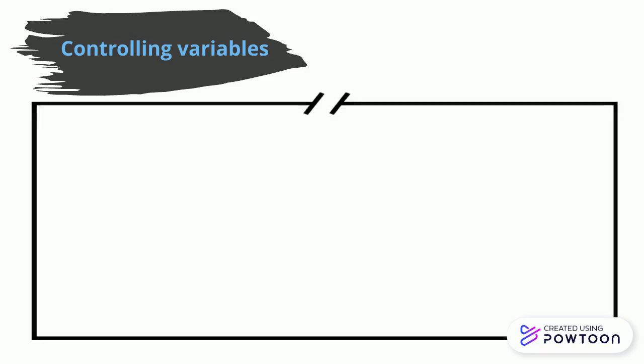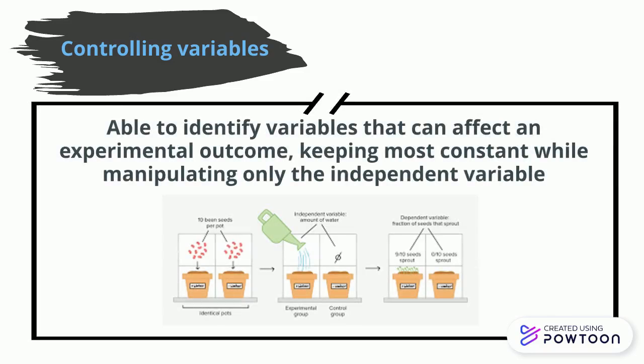First, controlling variable is being able to identify variables that can affect an experimental outcome, keeping most constant while manipulating only the independent variable. For example, amount of sunlight and water is controlled to see how the addition of organic matter affects the growth of things.